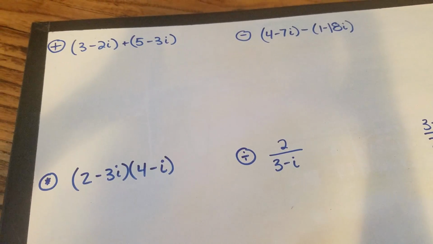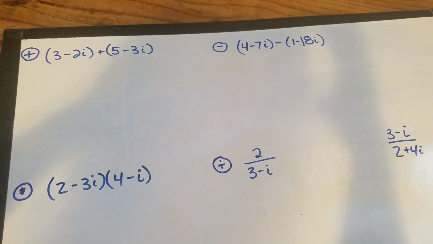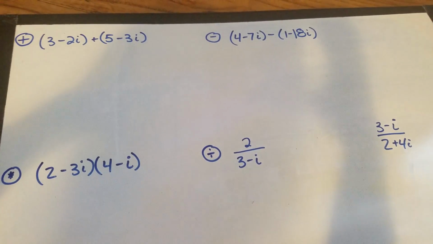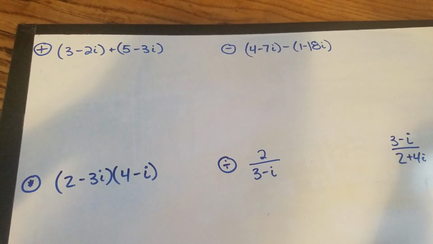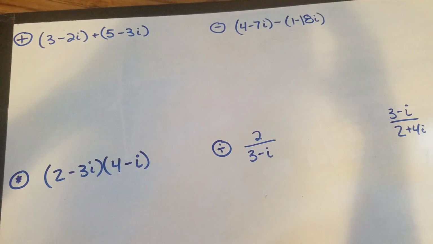Alright guys, this is going to be properties with imaginary numbers. So imaginary numbers is the i. We'll talk about more of simplifying square roots in a second. So this is adding, subtracting, multiplying, and dividing.